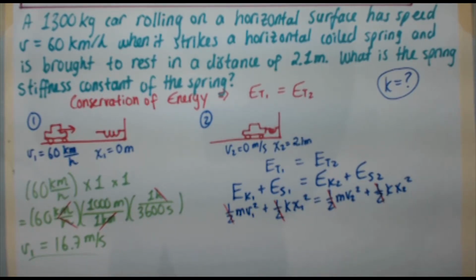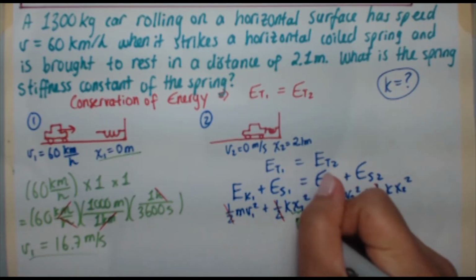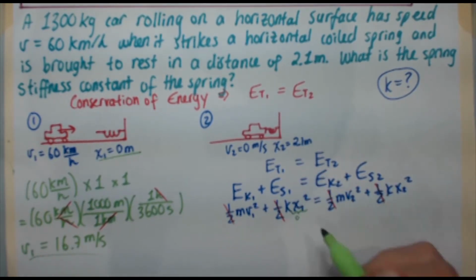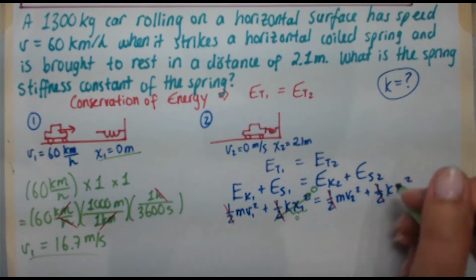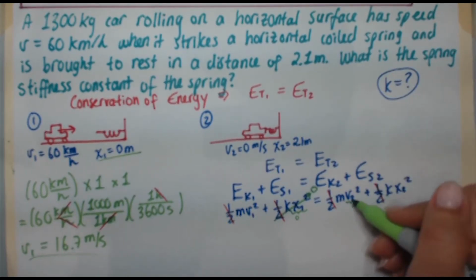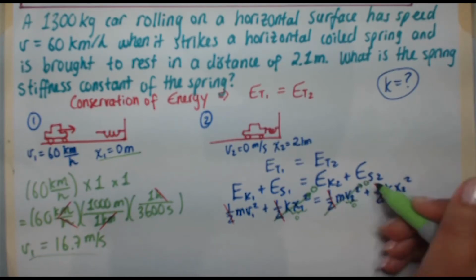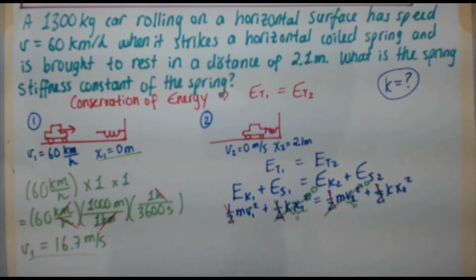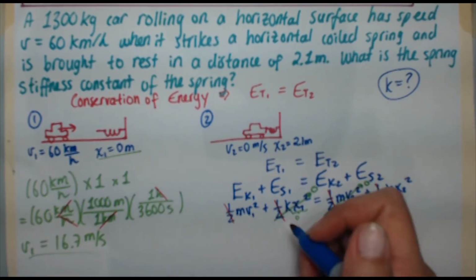Everything's going to disappear. If you have something that appears in every single term, you can cancel it out. Okay, so I'm just going to take care of those first. The next thing I know is that my initial compression is 0. So if x1 is 0, 0 squared times anything is 0. So this whole thing disappears. And I know v2 is 0. So if v2 is 0, same idea. This whole expression disappears.